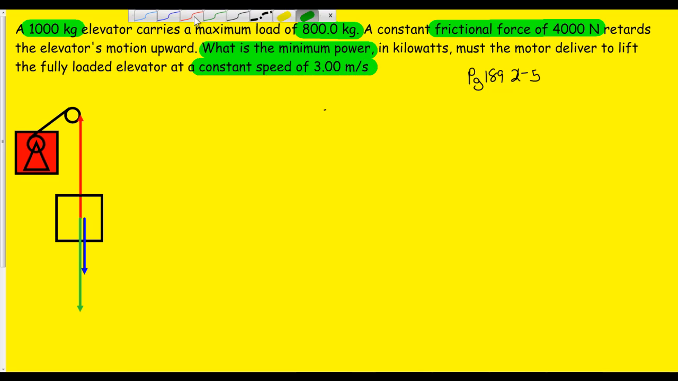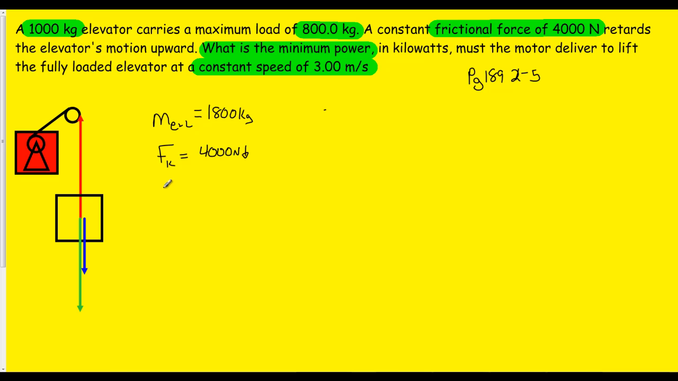So let's go ahead and write my knowns. I know that the mass of the elevator and load, I'm just going to put those both together. It's 1,000 kilograms plus 800 kilograms, so it's going to be 1,800 kilograms. I also know that there is a frictional force, the force of kinetic friction, and I know it's kinetic because the object is moving, of 4,000 newtons downwards.